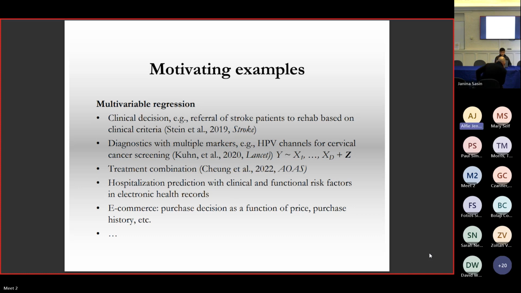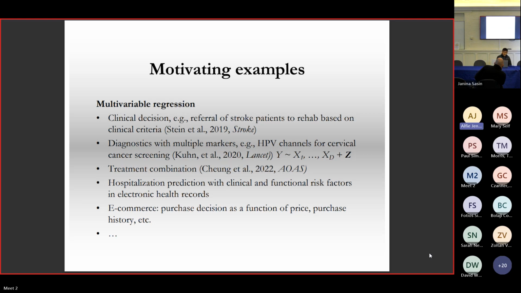The third type of example is something that I've seen a lot in clinical trials, where we want to use multiple treatments to treat patients, and then see how these treatments together act on the patient in terms of the outcome. We've also looked at risk predictions using EHR data. We have one project working on e-commerce where we want to use the user's history as well as the product features to predict whether a user would make a purchase decision. So this is really a list of questions.